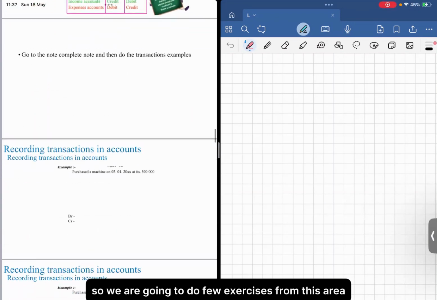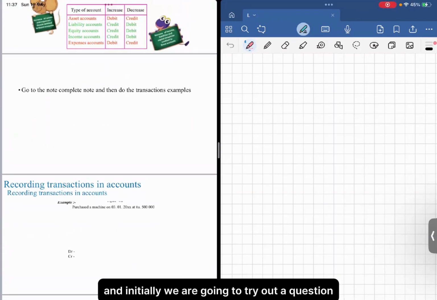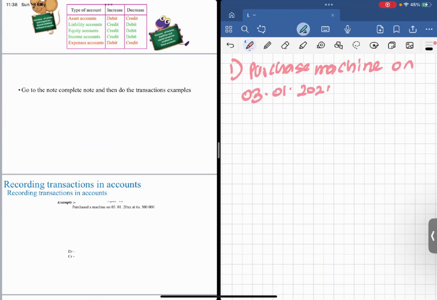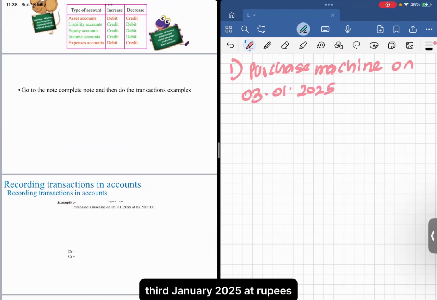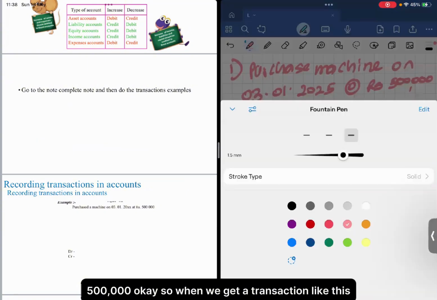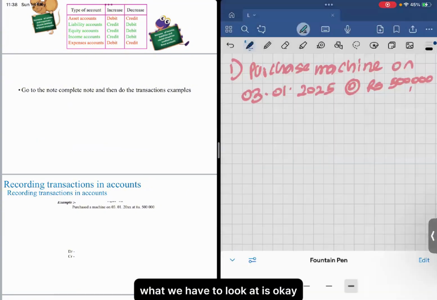So we are going to do a few exercises from this area, and initially we are going to try out a question. I will do these questions along with you. So let's start. The first transaction we have is: purchase a machine on January 3rd, 2025 at rupees 500,000.